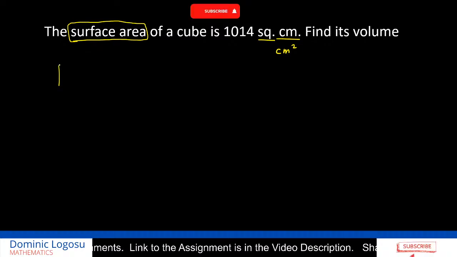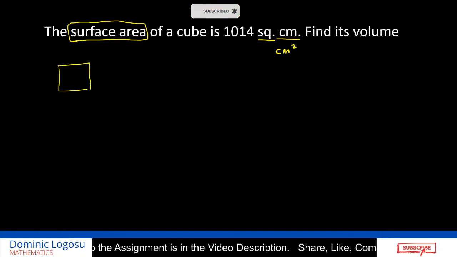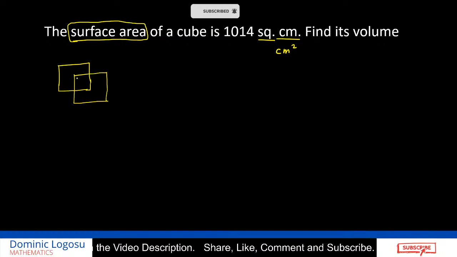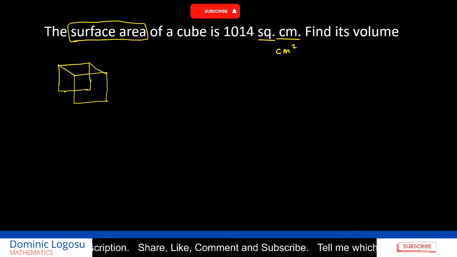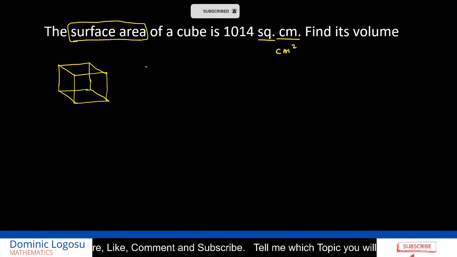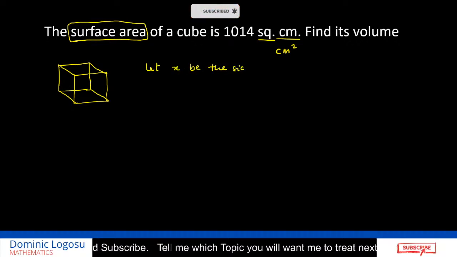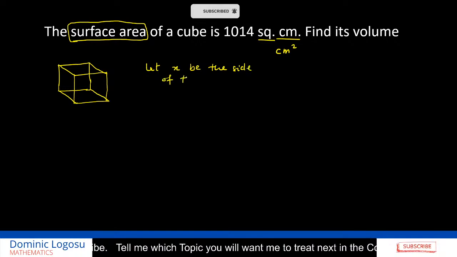So I'm going to quickly draw a cube here, a nice cube. Pardon me if my drawing is not what you are expecting. I'm going to draw a nice cube here, and then we are going to look at it in detail. Now let's say x is the side of the cube.